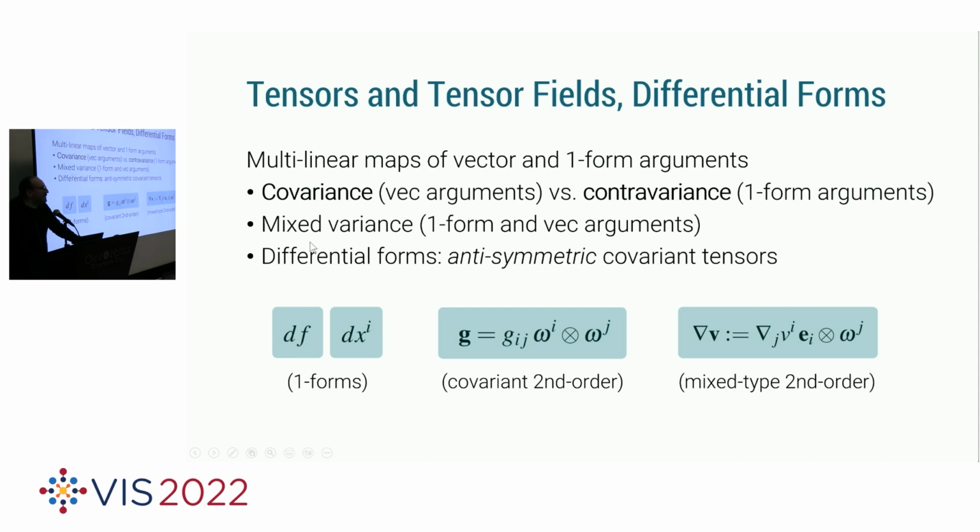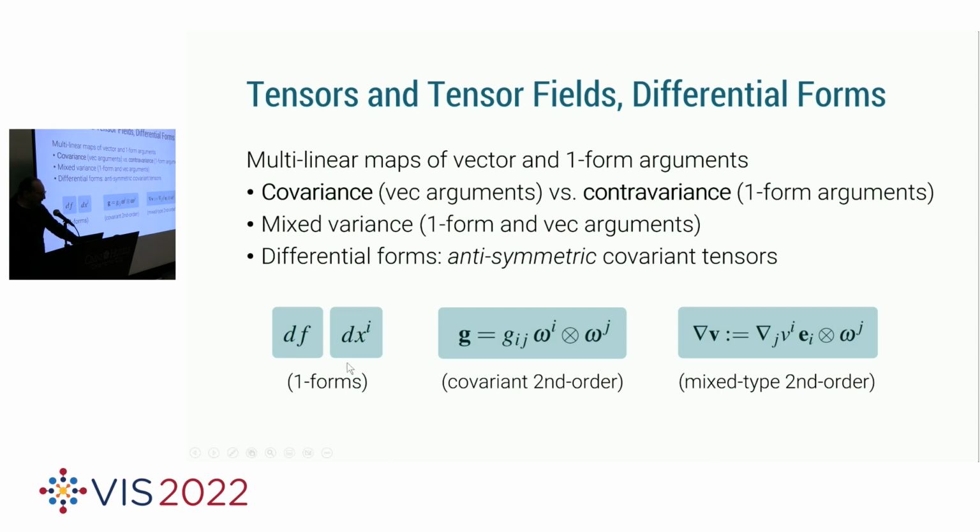Then there can be tensors of mixed variance, so basically taking, for example, one vector and one form as an input. A linear map that maps a vector to a vector in linear algebra would in tensor calculus already be a tensor of mixed variance. Then there are differential forms, which are just a special kind of tensor. They're basically covariant tensors that are antisymmetric in every argument. Antisymmetric just means that if you switch the order of two arguments, the sign flips.